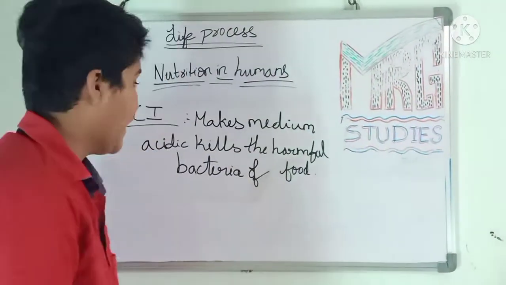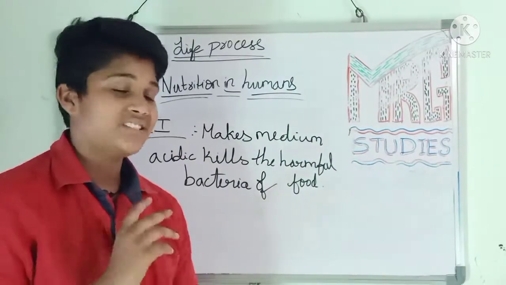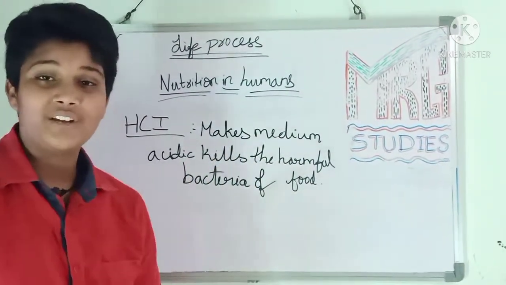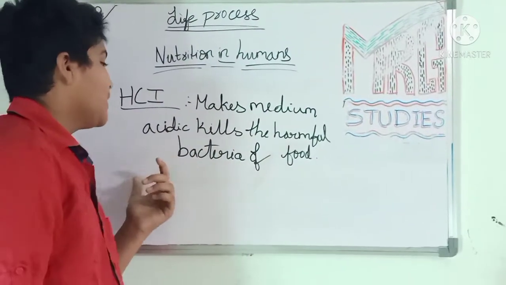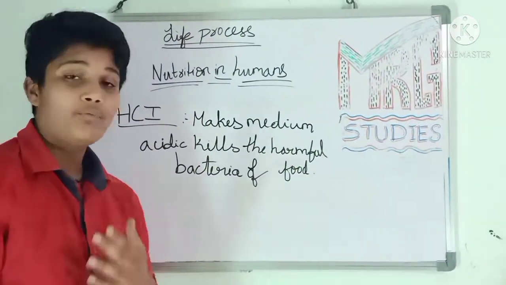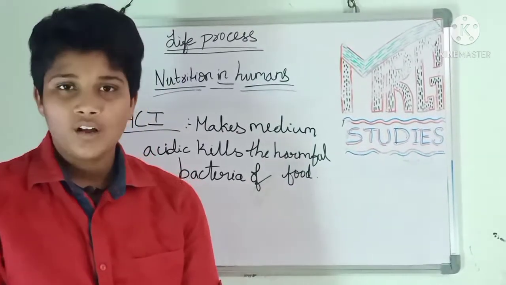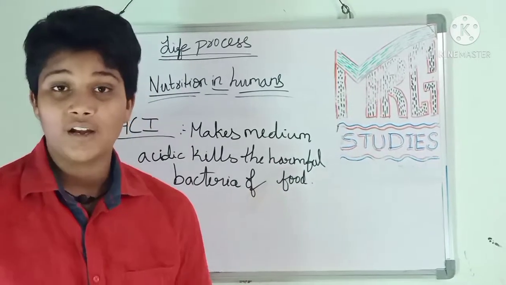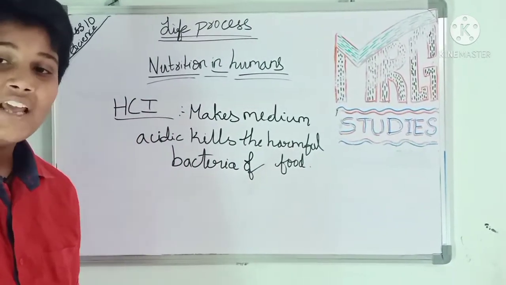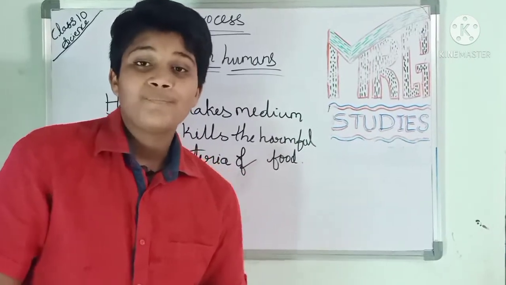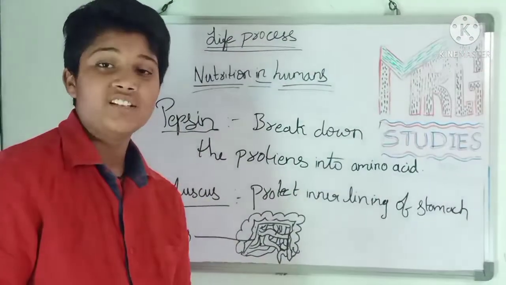Okay friends, now I will tell you about HCl. I think you have a doubt about what HCl is. HCl is hydrochloric acid. What is the function of this hydrochloric acid in our stomach? It makes the medium acidic and kills the harmful bacteria in our food. If we eat roadside food and there are harmful bacteria on it, when we eat that food it goes into our stomach, where the hydrochloric acid kills that bacteria. Because of this hydrochloric acid, we do not get food poisoning most of the time. I have told you that in the stomach there is HCl, hydrochloric acid.